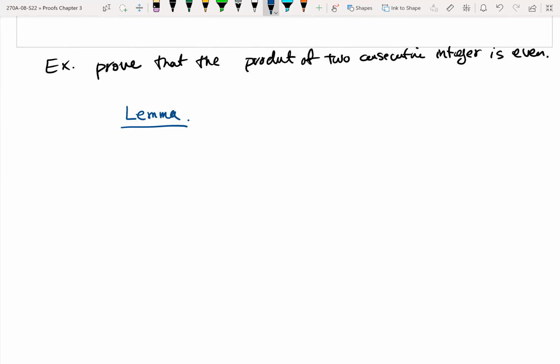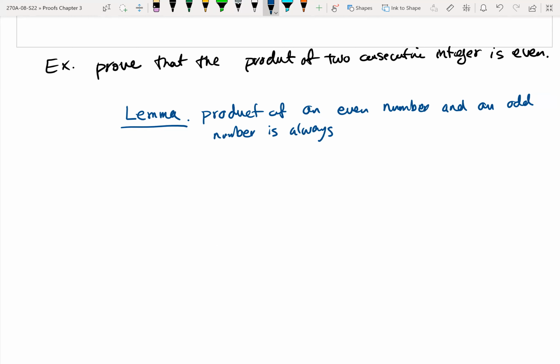So what I want to show first is the product of an even number and an odd number is always even. If I show it once, I can use it forever. I don't have to show it always. So if I show once that the product of one even, one odd is always even, then I can use it as a lemma, as a tool, for any other proofs, okay? So I'm going to show that one.